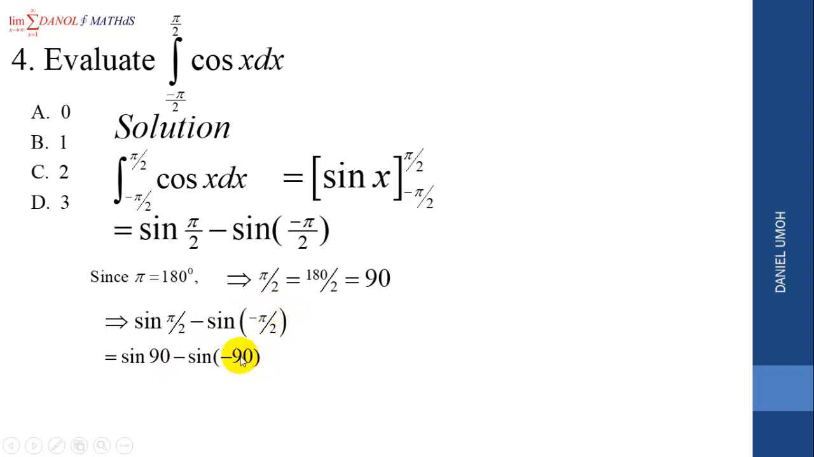If you use your calculator, we'll see that sine 90 is equal to 1, and sine minus 90 will give us minus 1. Then substituting into this particular expression, we're now going to have 1 minus minus 1. That is, sine 90 is 1, minus sine minus 90 which is minus 1. According to the rules of algebra, minus times minus is plus. Therefore, this will now give us 1 plus 1, which is equal to 2.